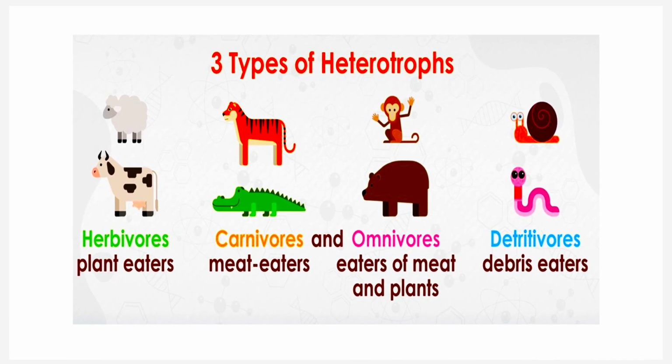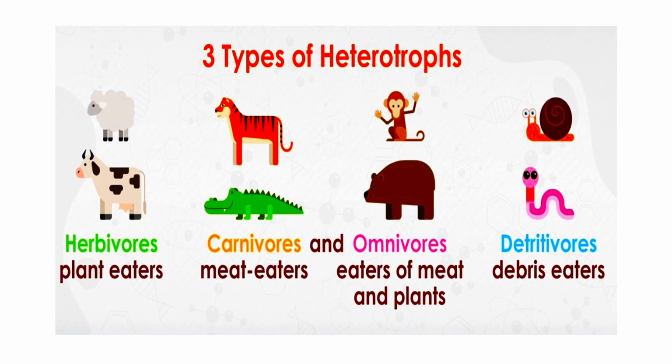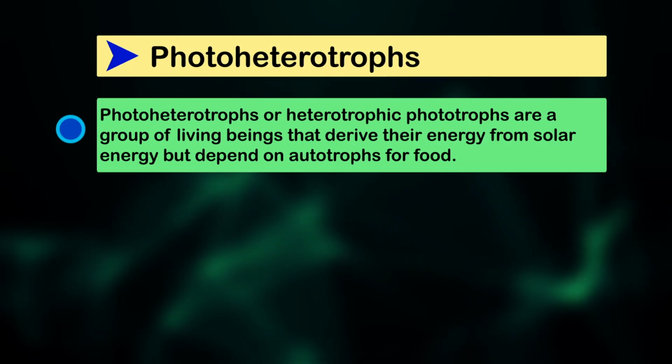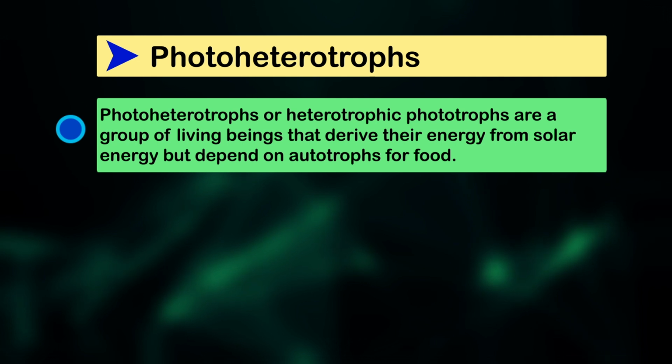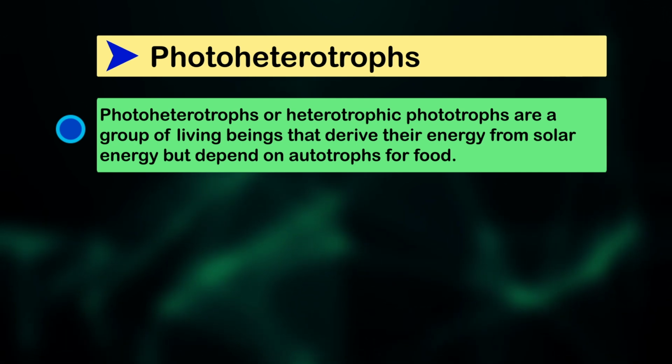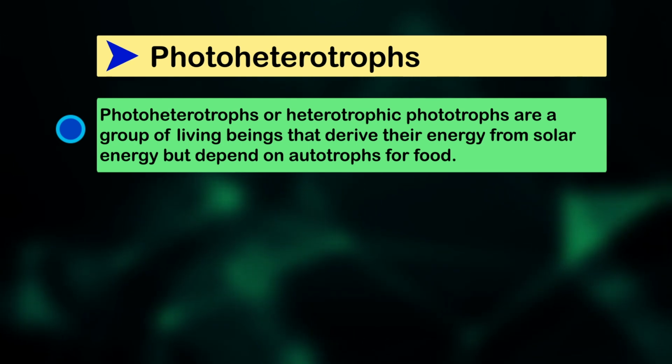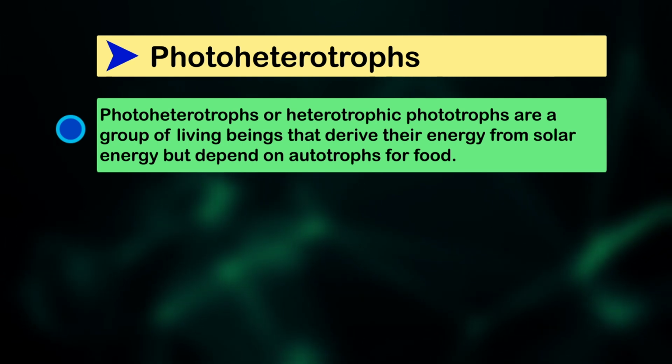Now, let us look at the types of heterotrophs based on the energy source. Initially, we discussed types of heterotrophs based on nutrition. Now, we will be discussing how the heterotrophs are classified based on the energy source. So, number one is photoheterotrophs. Photoheterotrophs or heterotrophic phototrophs are a group of living beings that derive their energy from solar energy, but actually they depend on autotrophs for their food and survival.